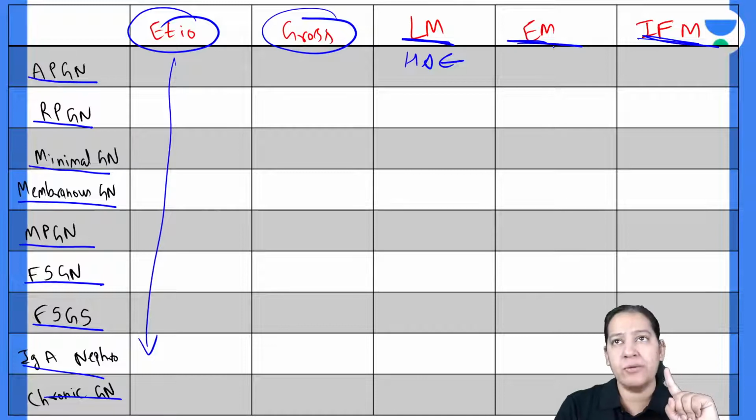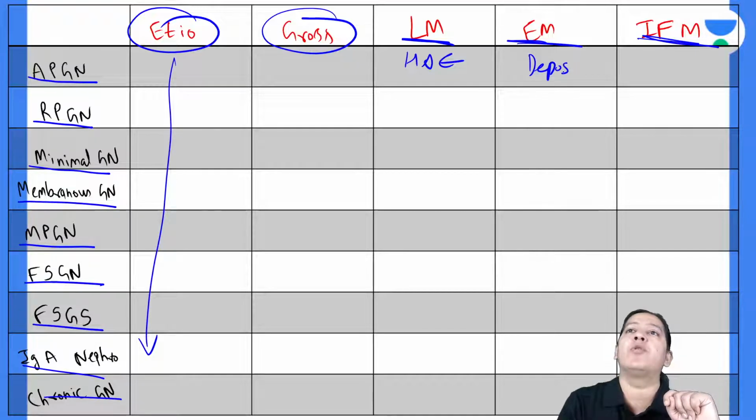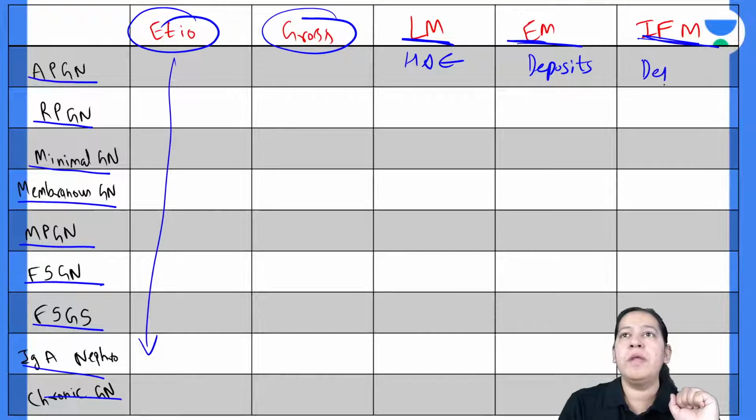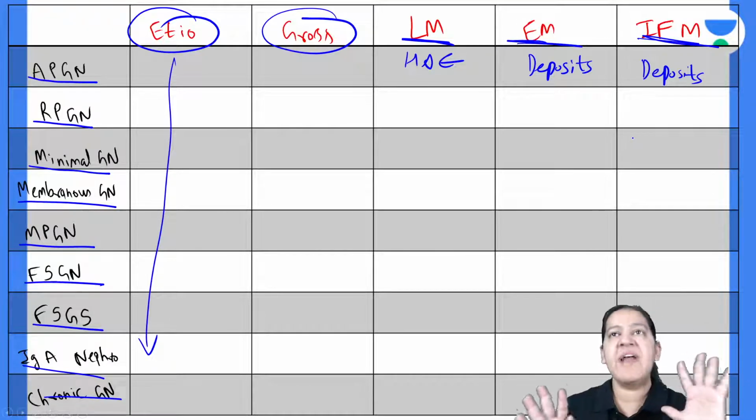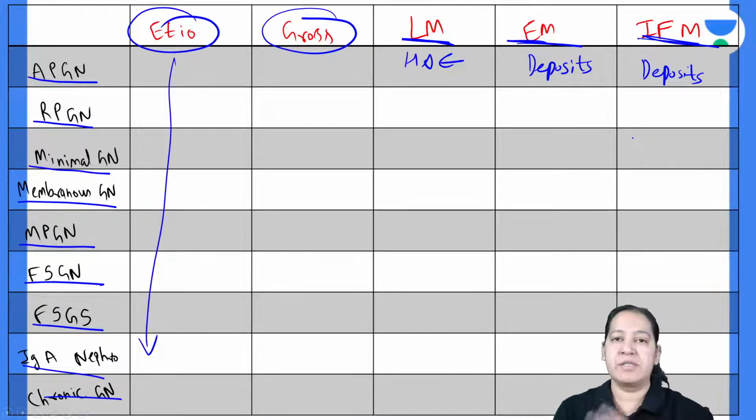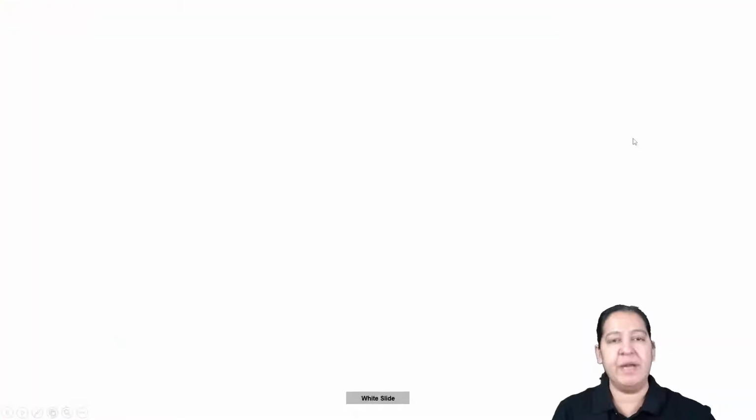In electron microscopy and in immunofluorescence, we do not see the glomerulus. We see the deposits inside the glomerular membrane, deposits inside the filtration barrier. What do you mean by deposits? By deposits, I mean antigen antibody complexes. Whenever antigen antibody complexes are formed, that is the first type of injury, antibody mediated. So where are they deposited? There are four locations where they can be deposited.